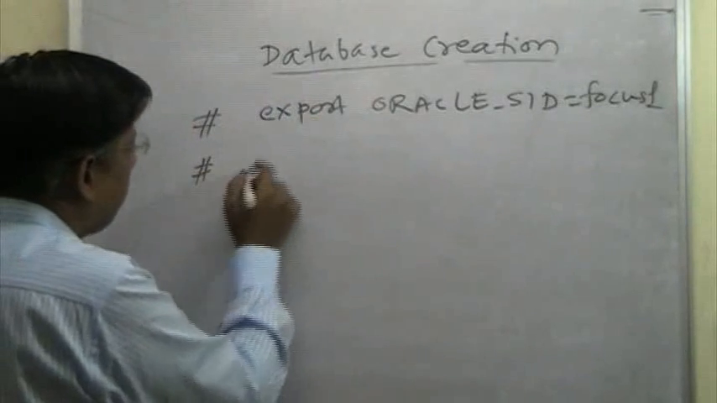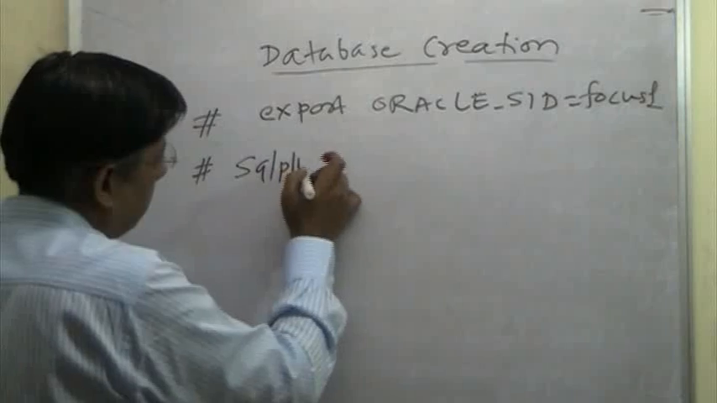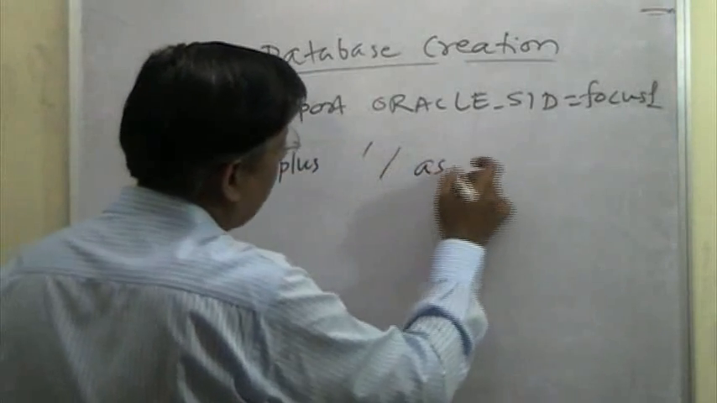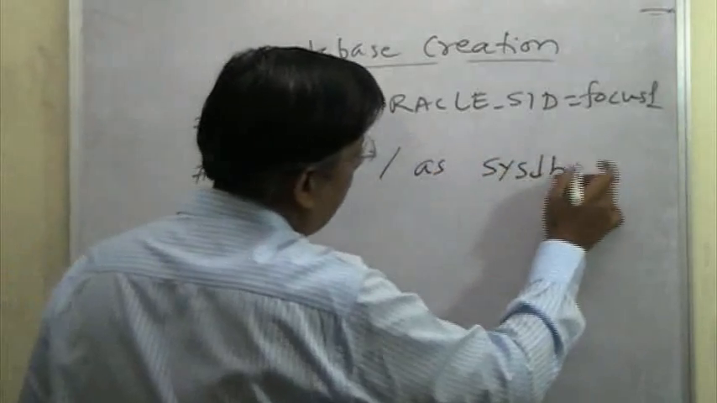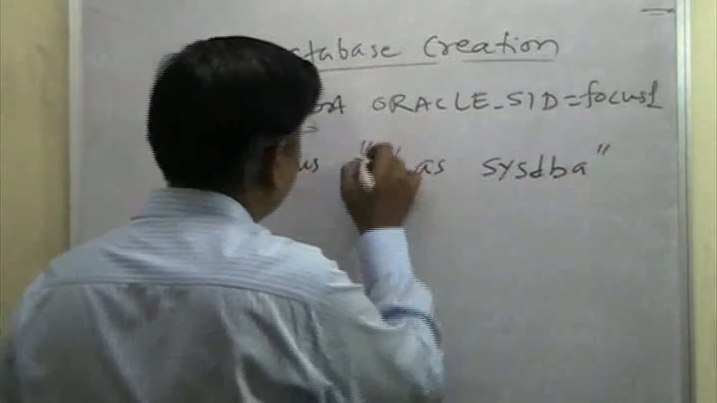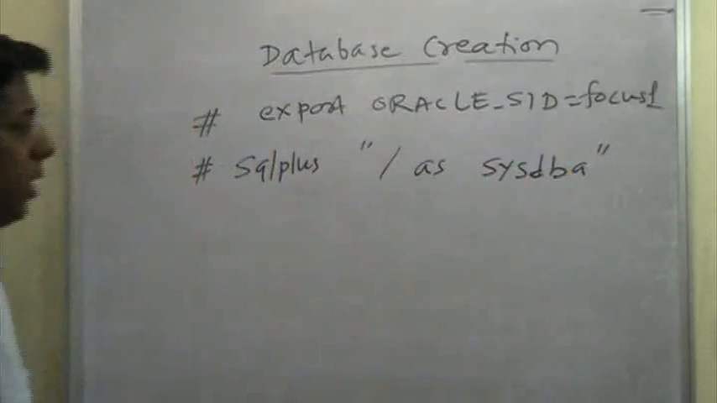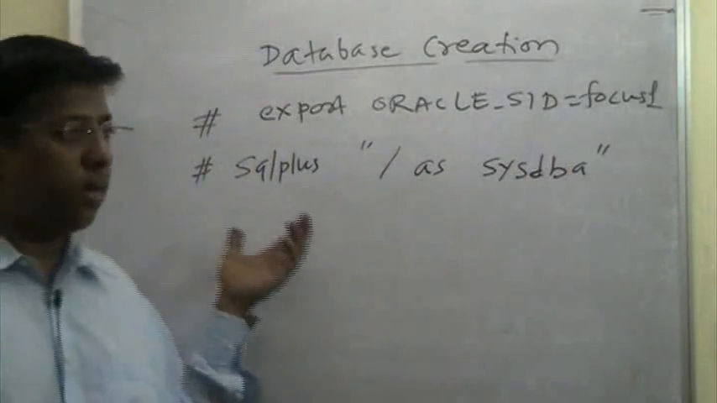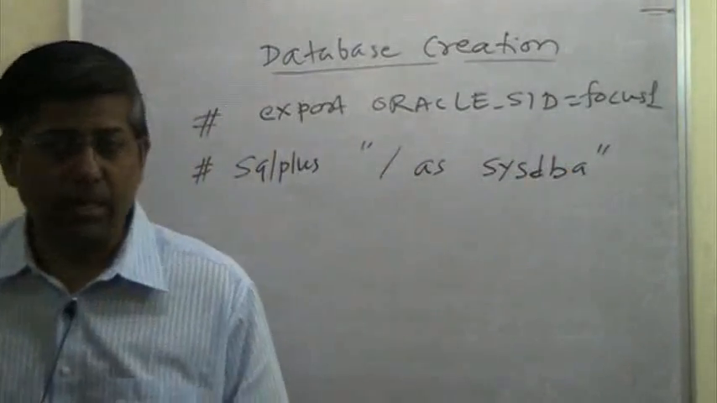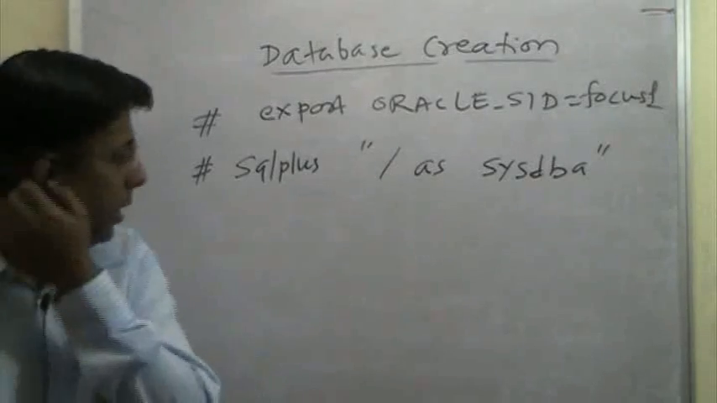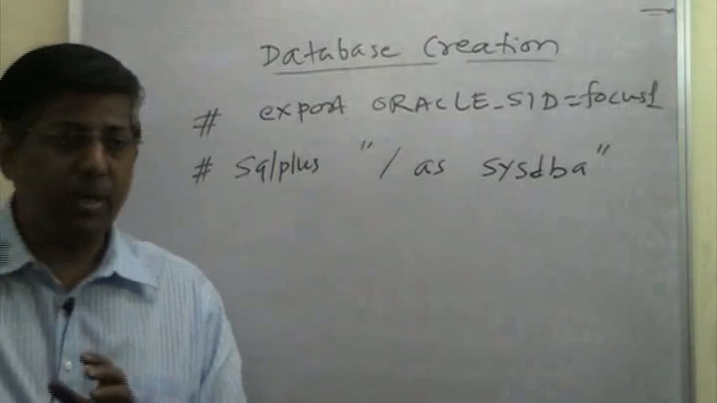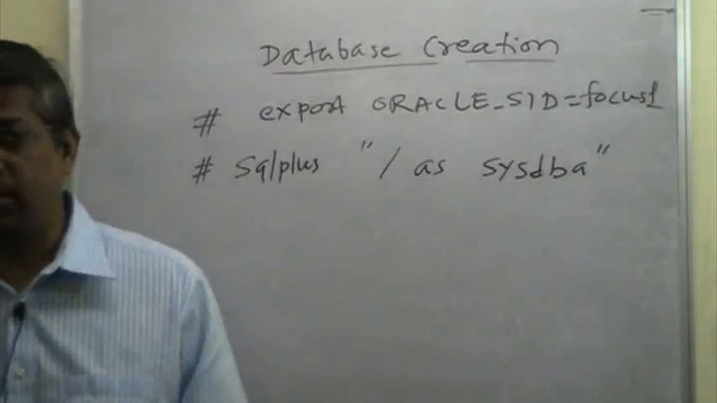Then at the Unix prompt you are going to type the command sqlplus in single quote or double quote slash as sysdba, or slash as sysdba. What is this command going to do? Usually you have seen the sqlplus command will allow you to log into an Oracle instance, Oracle database, whatever you want to call it now. And then it will create a dedicated server process for you, and it will now do the parsing and all that stuff. But there is no database right now.